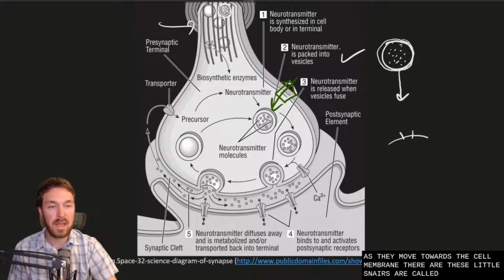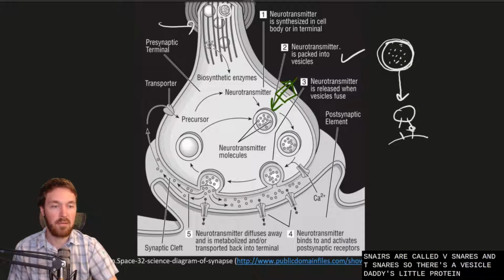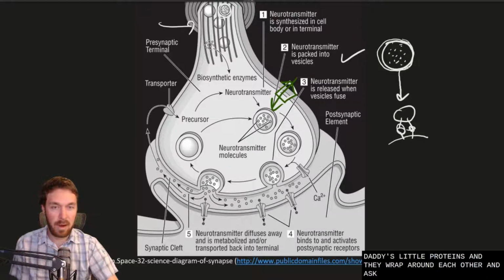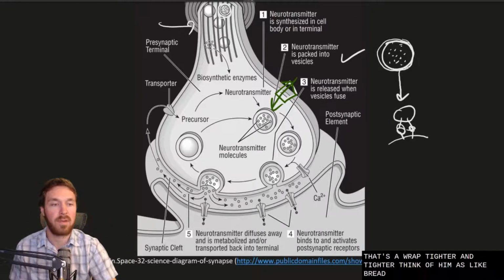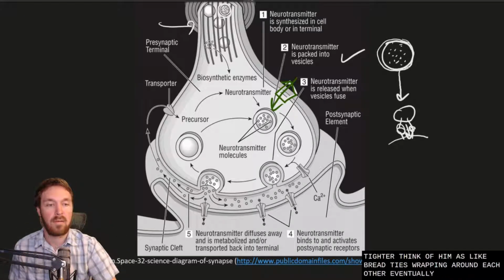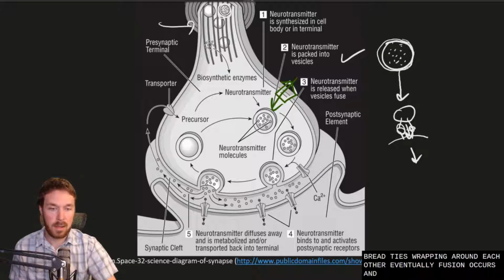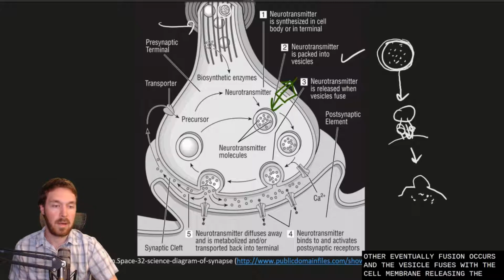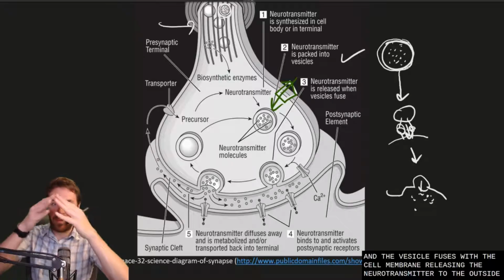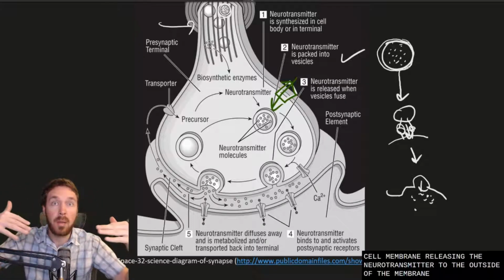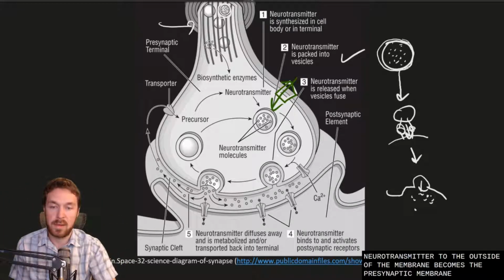They're called V snares and T snares. So if this is a vesicle, they have these little proteins and they wrap around each other. And as they wrap tighter and tighter, think of them as like bread ties wrapping around each other. And eventually, fusion occurs, and the vesicle fuses with the cell membrane, releasing the neurotransmitter to the outside. So just the vesicle membrane becomes the presynaptic membrane. So you can see that highlighted right here.